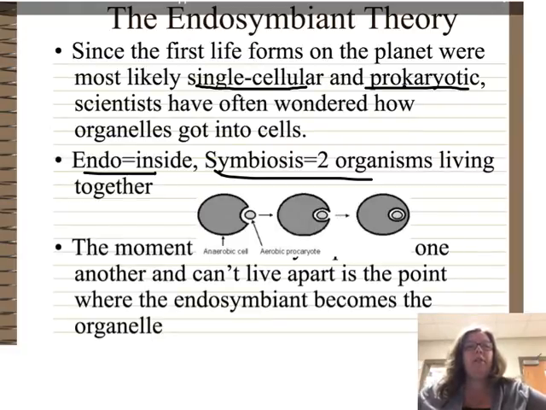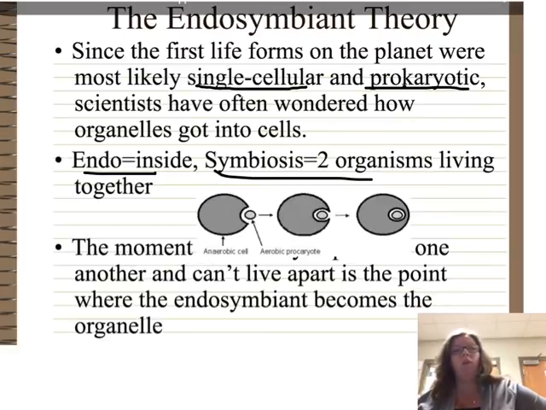And then probably instead of digesting that smaller cell, the small cell inside was still capable of carrying out its life processes. So the larger cell was protecting the smaller cell, giving that smaller cell sugars, and the smaller cell was able to break those sugars down efficiently and produce energy for the larger cell. And so this became kind of a mutual relationship between them. That in and of itself is not enough to make an organelle though, okay? To make an organelle, and what's kind of hidden here behind this picture, is the moment where these two start to depend on one another and can't live apart, is the point where this little endosymbiont inside becomes an organelle within the larger cell.